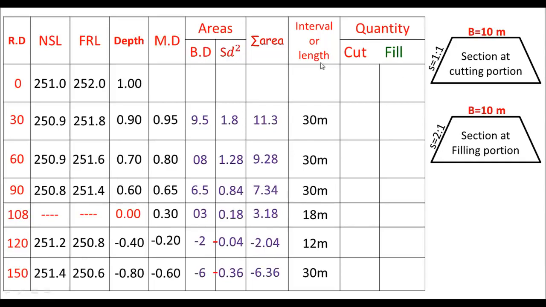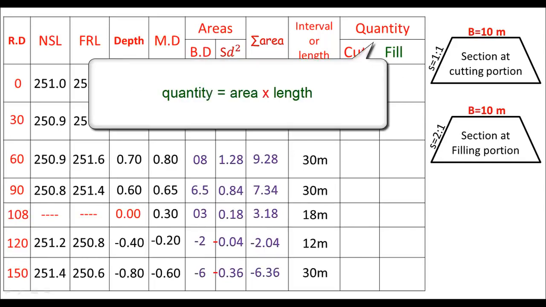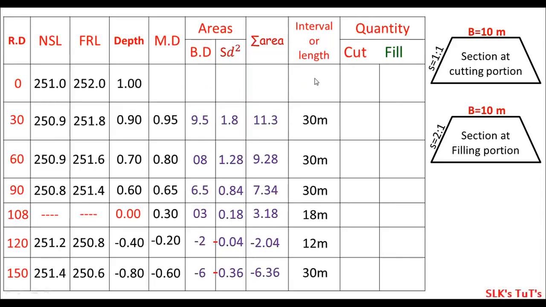Now we can calculate the cut and fill, which is known as quantity. Remember, the quantity means just the volume over here. And the volume is always the cross-sectional area times the length, right? So the summation of area times the interval or length will be just cut or fill. And the cut or fill will be in cubic meters, right? Like 11.3 times 30, this is of course 339 cubic meter fill, because the values are positive. So this is just fill, okay?